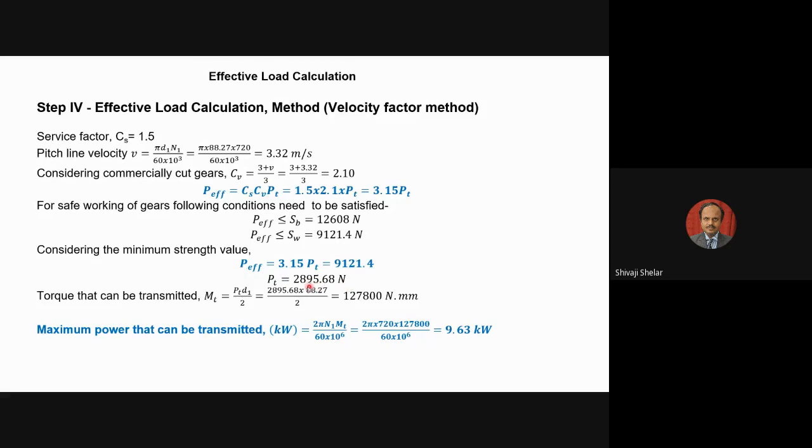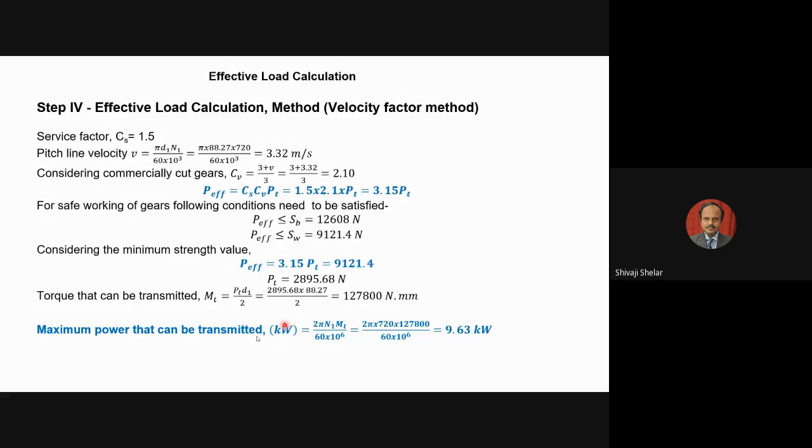Now from this, you can calculate the maximum torque which can be transmitted without failing. So MT equals PT into D1 by 2 is the formula. PT is known, D1 is also known. So we get this value as 127,800 Newton millimeter. This is the maximum torque which can be transmitted by your gear pair.